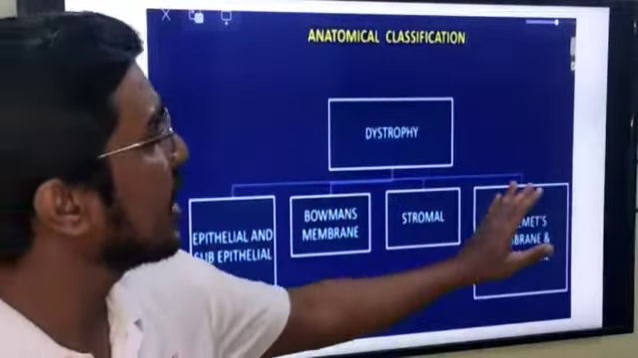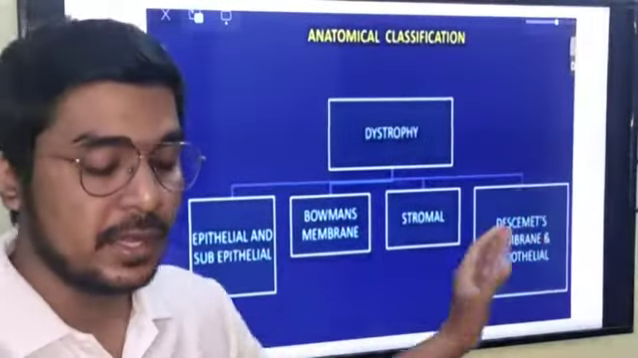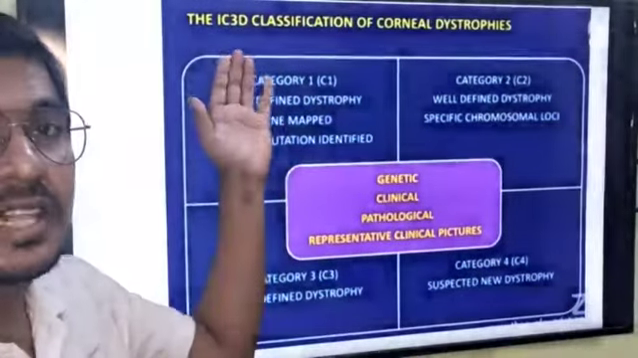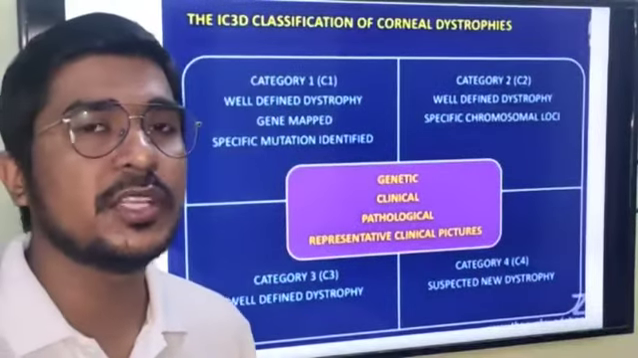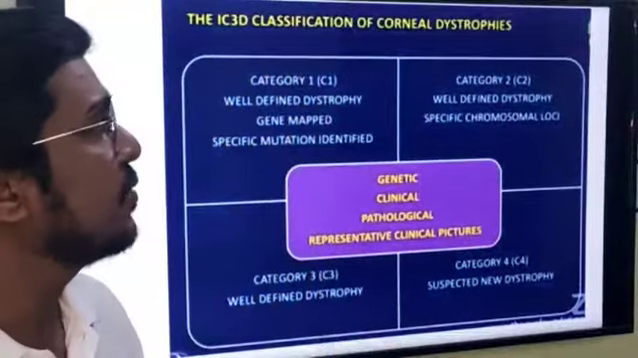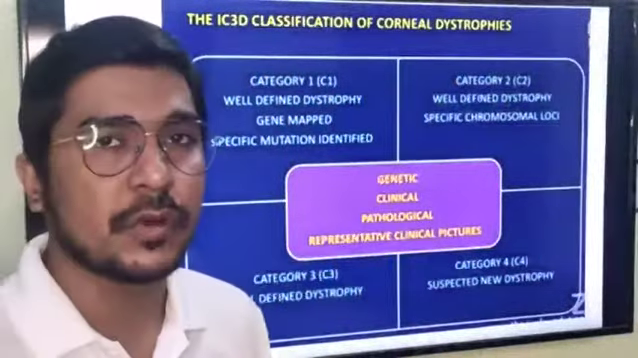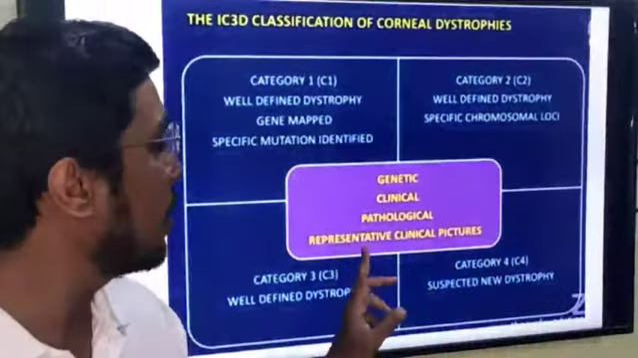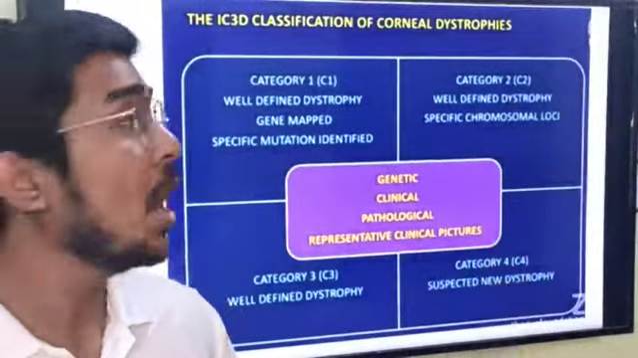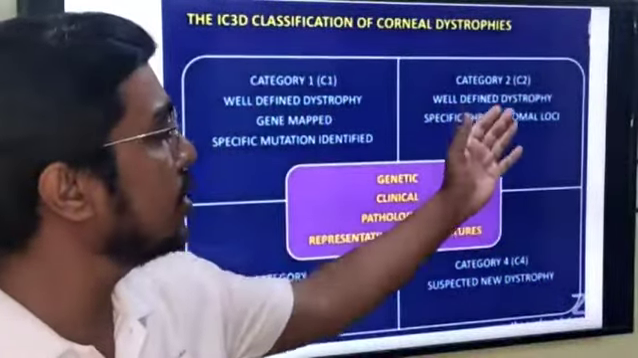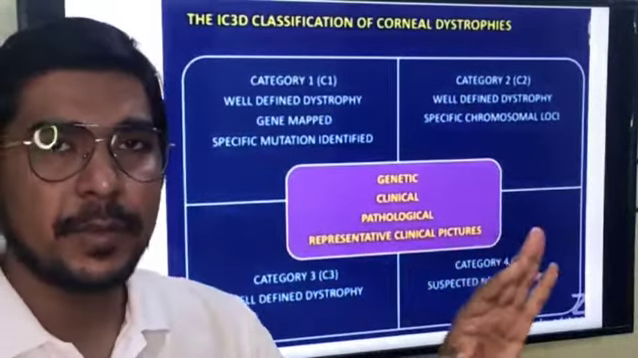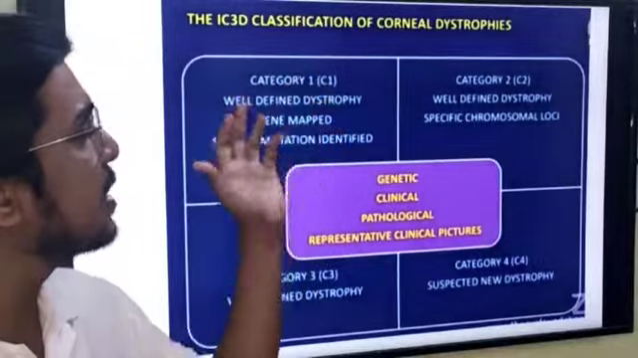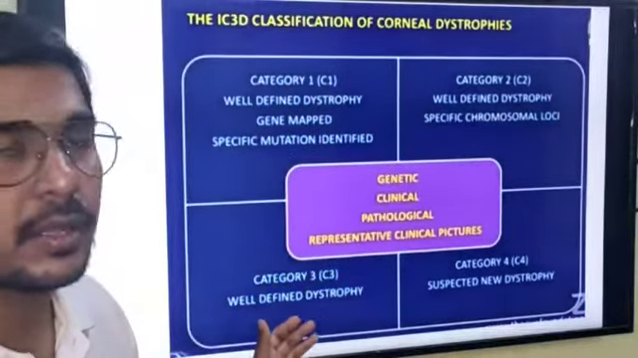This was the classification used earlier, but in today's world the very important IC3D classification is used for corneal dystrophy. It is based on genetic, clinical, pathological, and representative clinical features. It is categorized into category 1, 2, 3, and 4. It is very simple to remember: just remember 3 points, and reduce 1 point in each category.